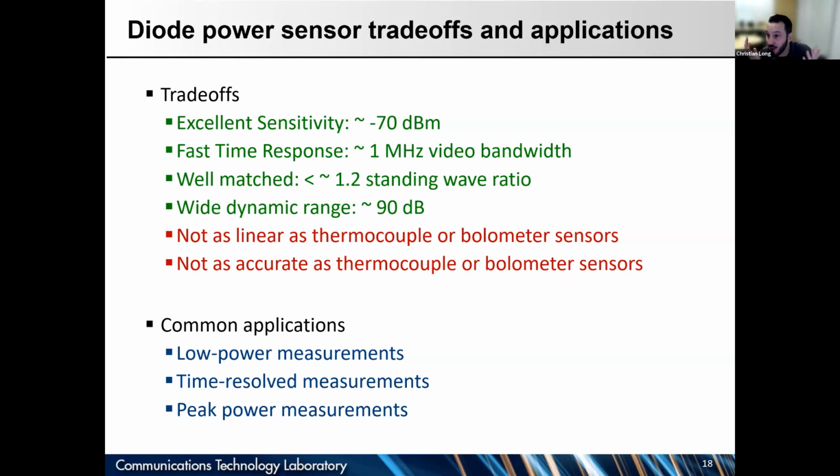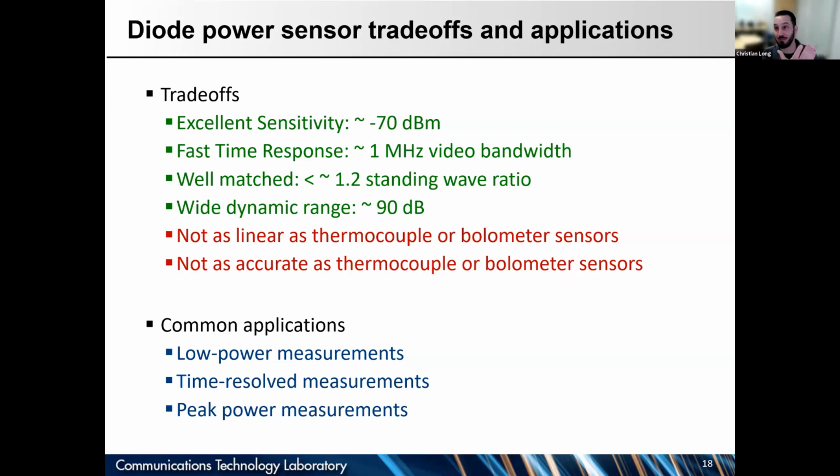A couple of the downsides are that they're generally not as linear as some other types of power sensors that I'll talk about. And since they're not as linear, they require a little bit more correction, and so they're not as accurate as some other types of power sensors in general.